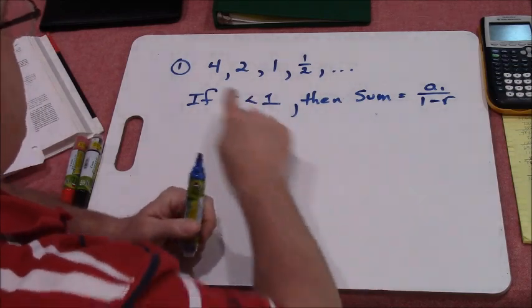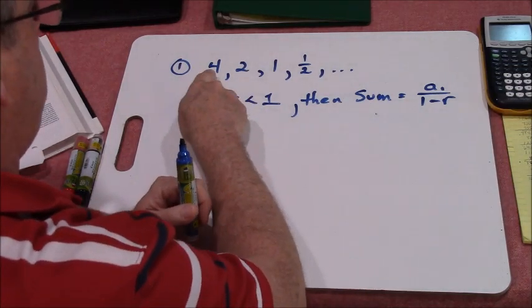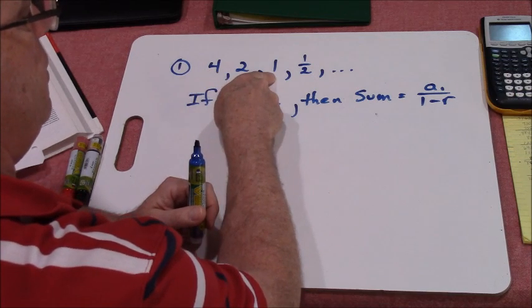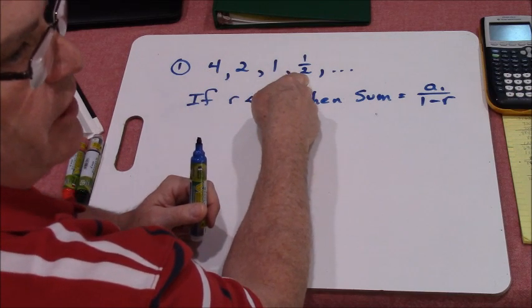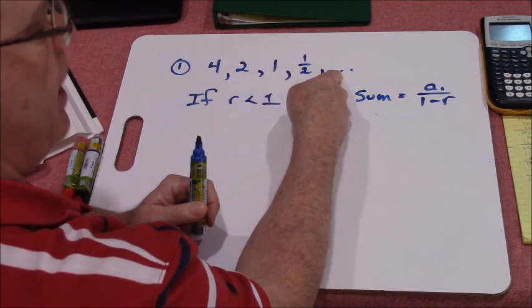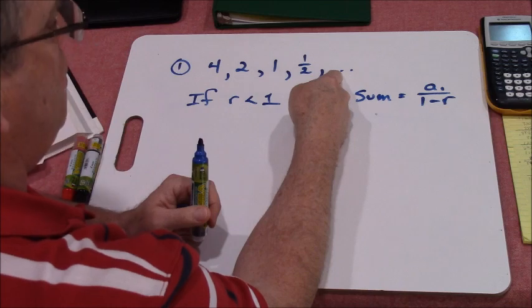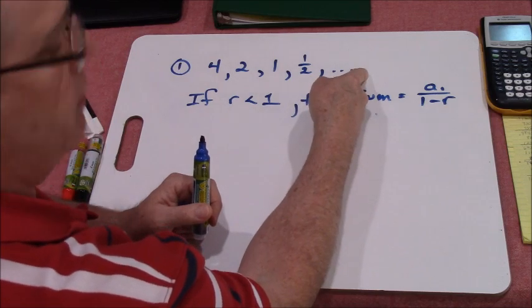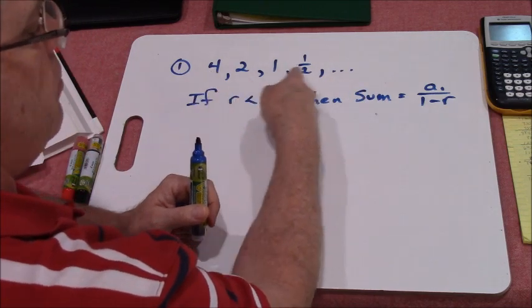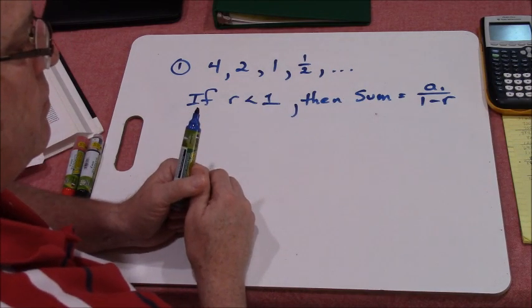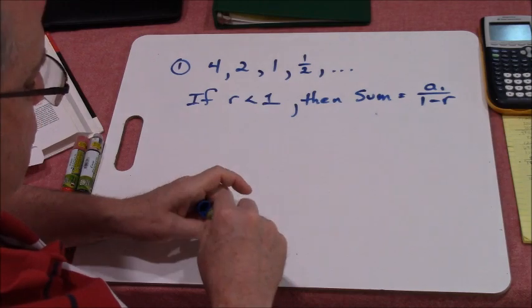And if you think back to this from last time we met, if I add these, 4 plus 2, that's 6, plus 1, that's 7. Add a half, you get 7.5. Add a fourth, you get 7.75. Add an eighth, you get 7 point something. It appears that this is getting close to 8.